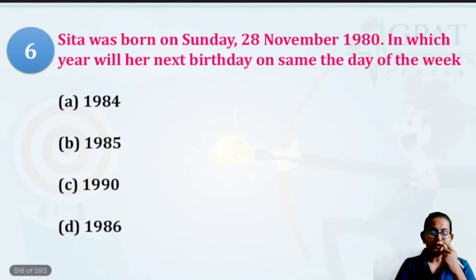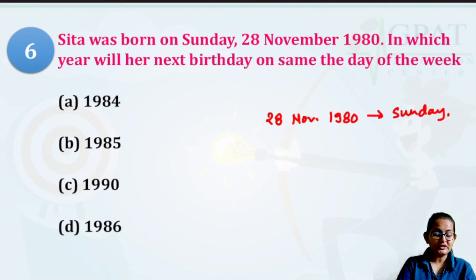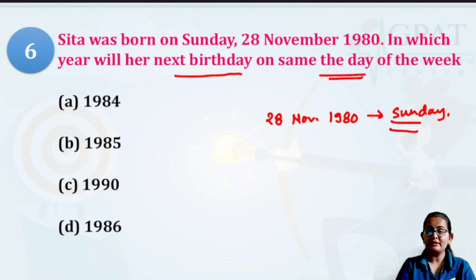Then Sita was born on Sunday. Again a calendar question, question number 6. Sita was born on Sunday, 28th of November 1980. Now the thing which they are asking is, in which year could the next birthday on the same day of the week happen? In the sense, the next time when it will be Sunday on the day Sita celebrates her birthday.